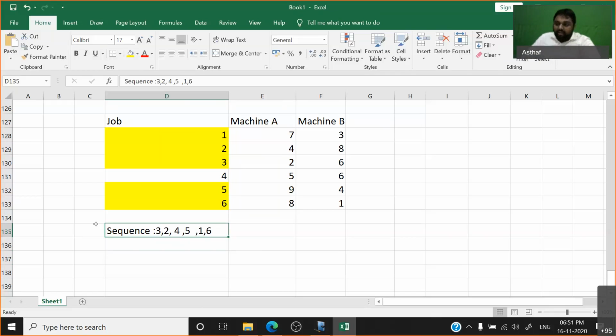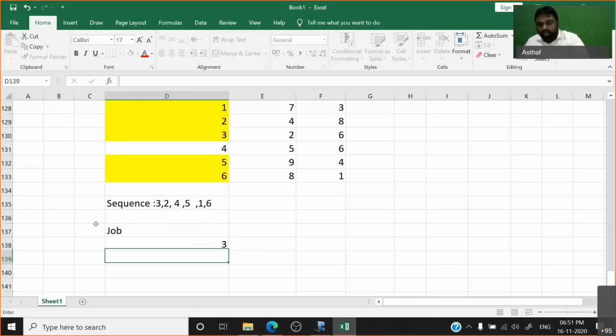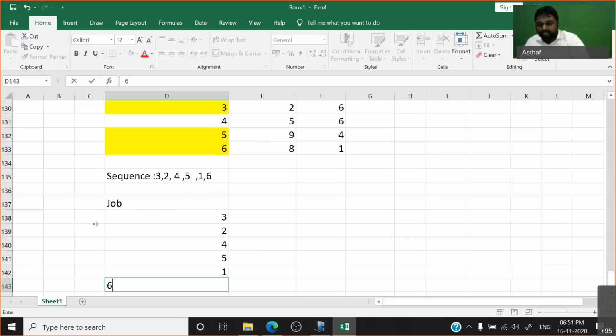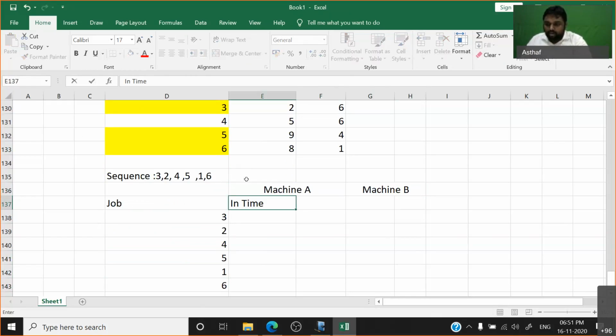So we will start the answer now. What we will do now is write this in job order: 3, 2, 4, 5, 1, 6. Then you have machine A and machine B, each with in time and out time.